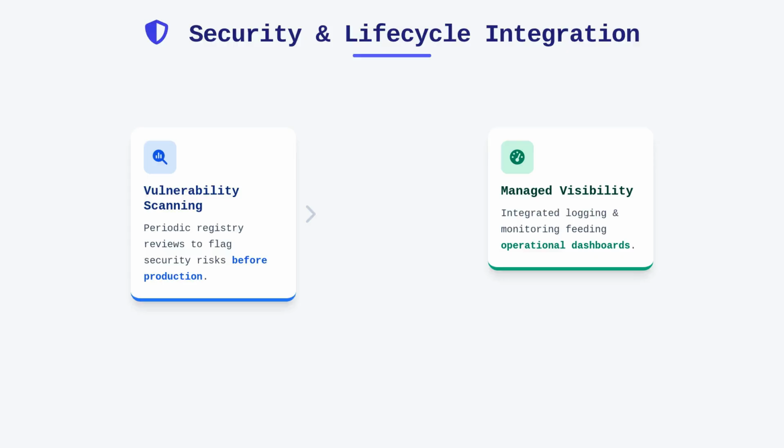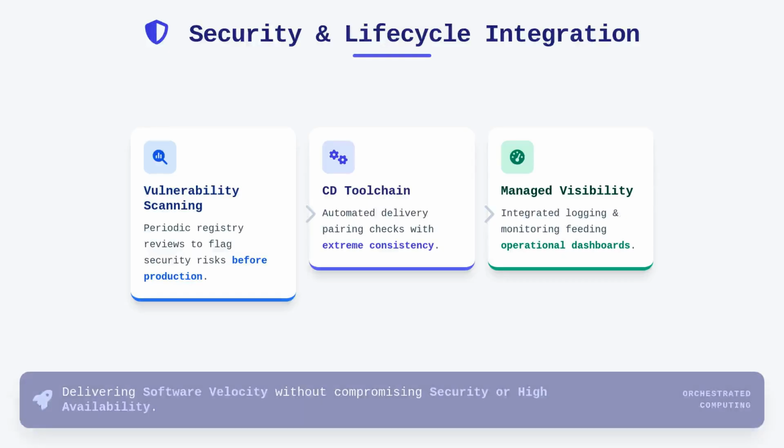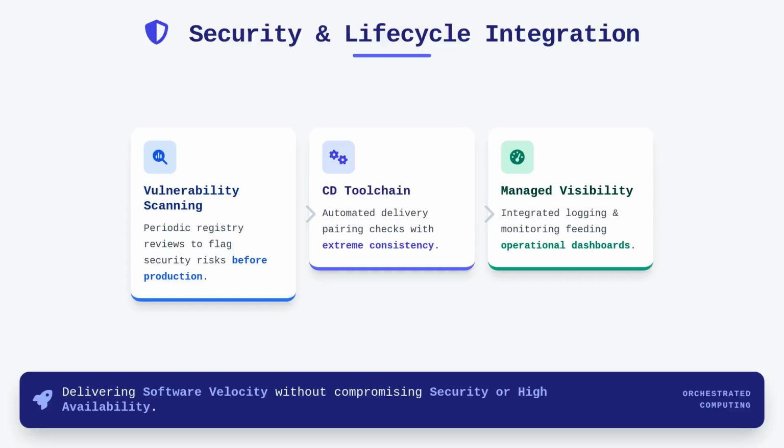By pairing these automated security checks with continuous delivery toolchains, you enable a workflow where updates are tested and deployed with extreme consistency. This approach to orchestrated computing is essential for modern technical teams that need to deliver software at velocity while ensuring that the infrastructure remains both secure and highly available for end users.